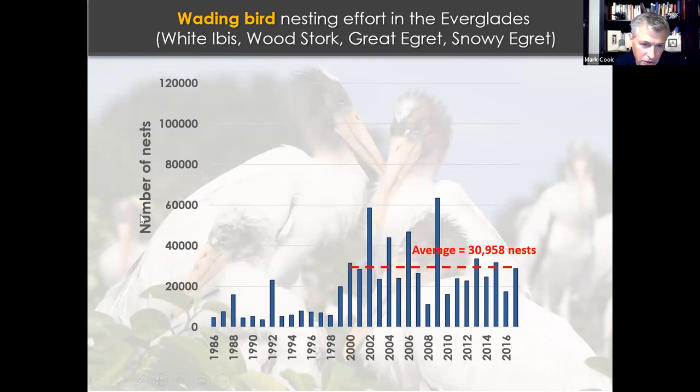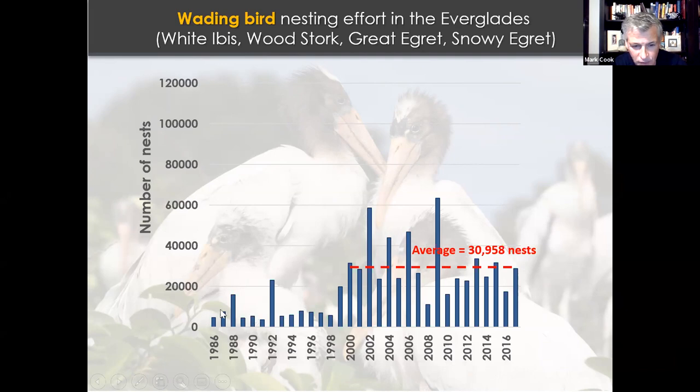And so this figure shows the number of wading bird nests for our four indicator species. So that's the wood stork, the white ibis, the great egret, and the snowy egret in the Everglades. So that's Everglades National Park plus the water conservation areas, from 1986 for starters up to 2017.